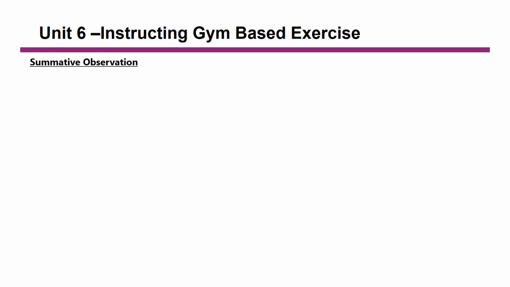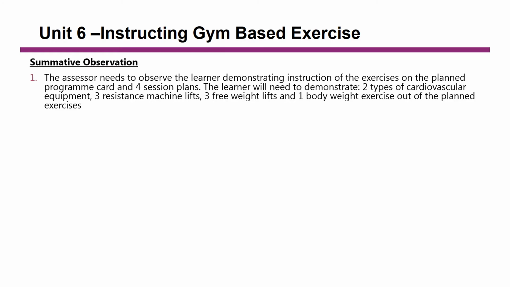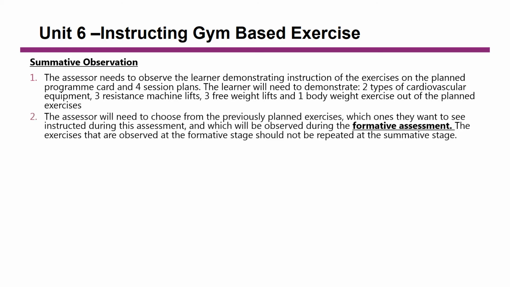Okay, so let's have a look at some of those previous areas in a little bit more detail. So the summative observation. The assessor needs to observe the learner demonstrating instruction of the exercise on the planned program card and the 4 session plans. The learner will need to demonstrate 2 types of cardiovascular equipment, or modes if you like, 3 resistance machine lifts, 3 free weight lifts, and 1 body weight exercise out of the planned exercises from the program card.